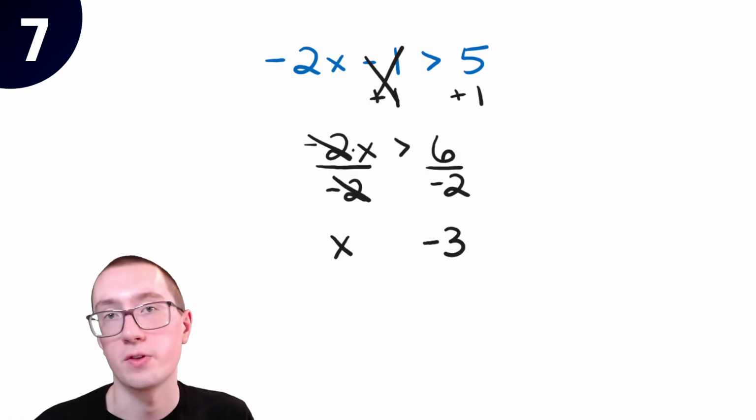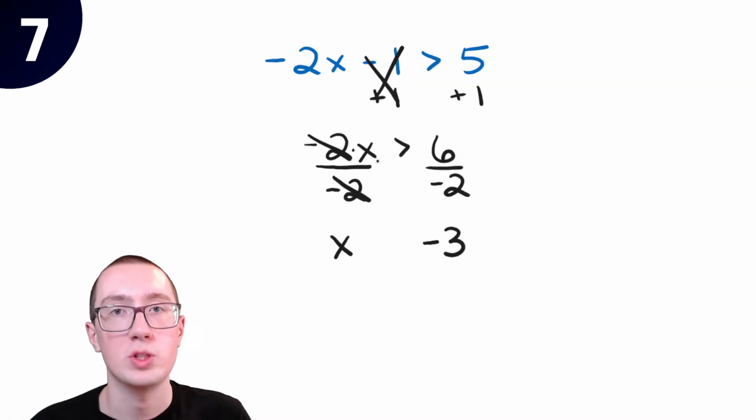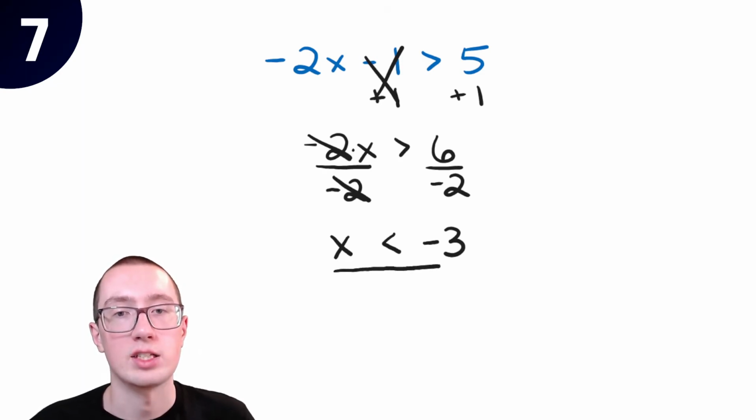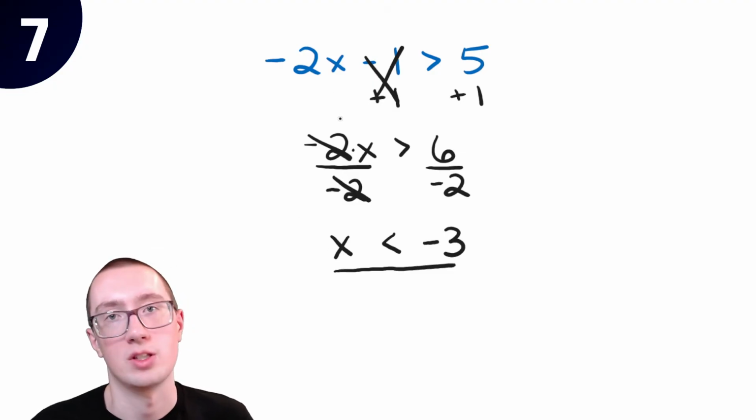Now here's the big difference with inequalities. Whenever you multiply or divide by a negative number, the inequality sign has to flip around. So this was greater than, now it's going to become a less than sign. And our answer is actually x is less than -3. So if you wanted to test this out, you could take any number that's less than -3 and put it in for x and make sure that the inequality is true.